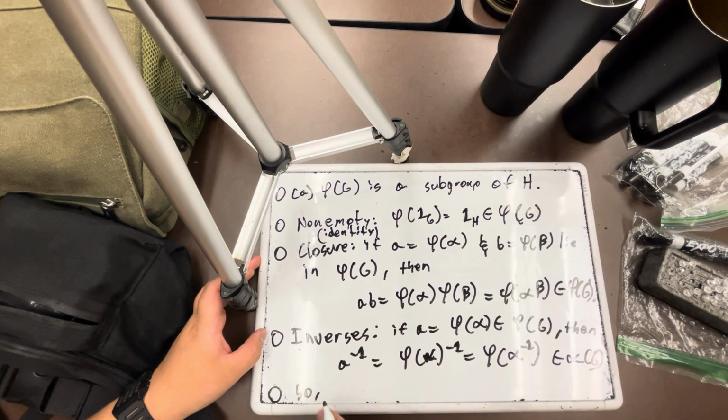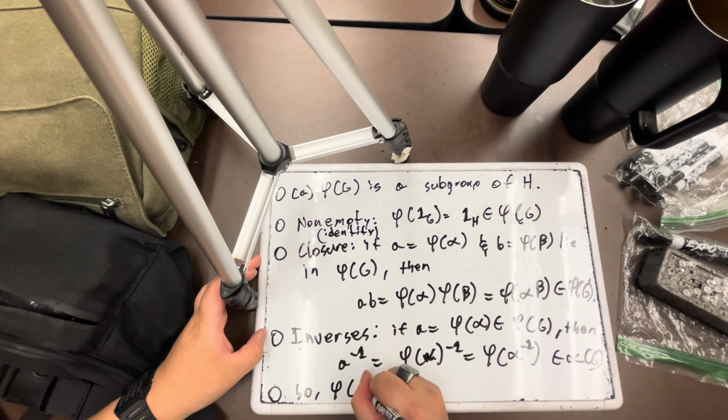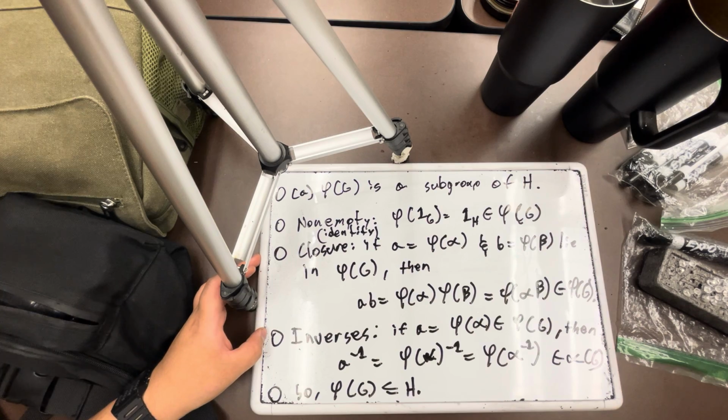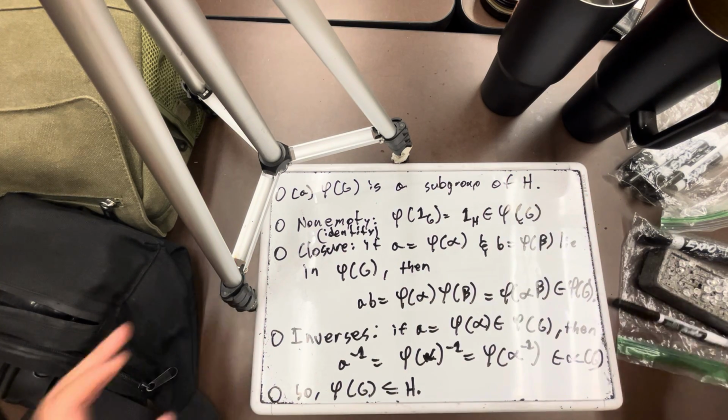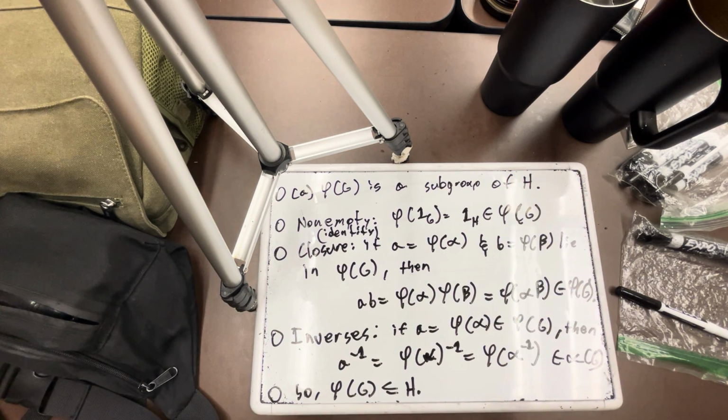Right, so φ(G) is a subgroup of H. All right, and that kind of seals the deal there. Now let's move on to part B.